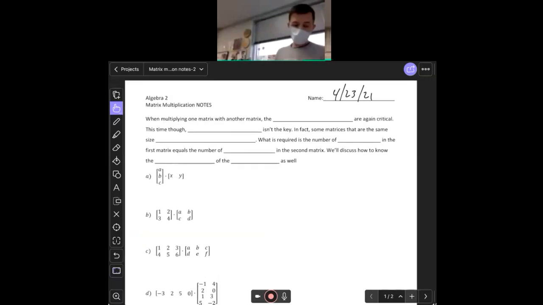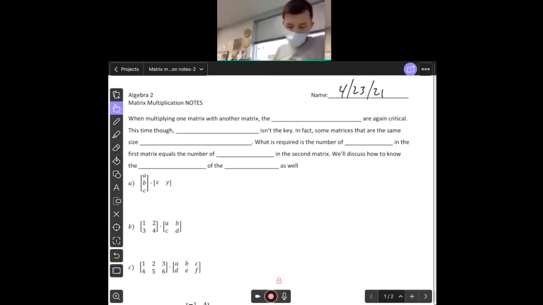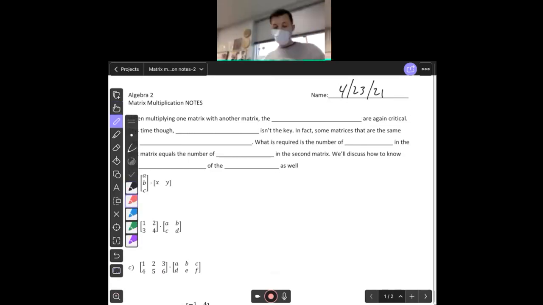All right. So matrix multiplication. Yesterday we saw adding, subtracting, and then the scalar multiplication. But with the adding and subtracting, particularly, the dimensions of the matrices really mattered. They had to be the same size in order to add or subtract them. It's a little bit different here today, but the dimensions are still critical, but it's not as simple as with just the adding, subtracting.